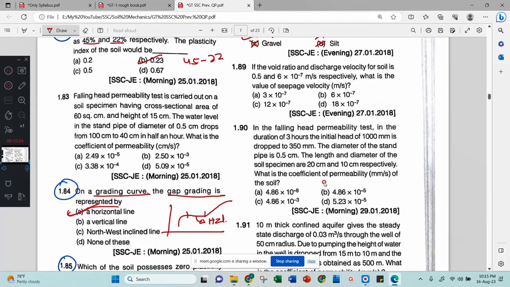Now, a falling head permeability test carried out on a specimen having cross-sectional area A equal to 60, height L equal to 15 centimeter, water level in a standpipe of diameter 0.5 centimeter, small a equal to pi by 4 into 0.5 square, drops from 100 to 40, H1 equal to 100, H2 equal to 40, in half an hour, T equal to 30 into 60 seconds. What is the coefficient of permeability? Do it. Formula is aL upon AT ln H1 by H2.